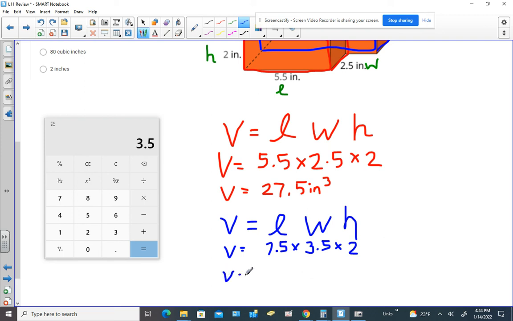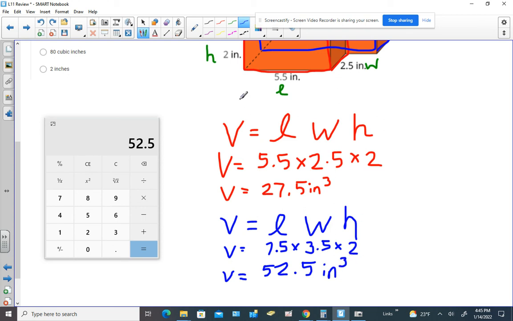So volume equals whatever the product of these three numbers would be. So let's go ahead and use the calculator and multiply them out. 7 5/10 times 3 5/10 times 2. And we get this number, 52 5/10. Let's write that number down. 52 5/10 cubic inches.